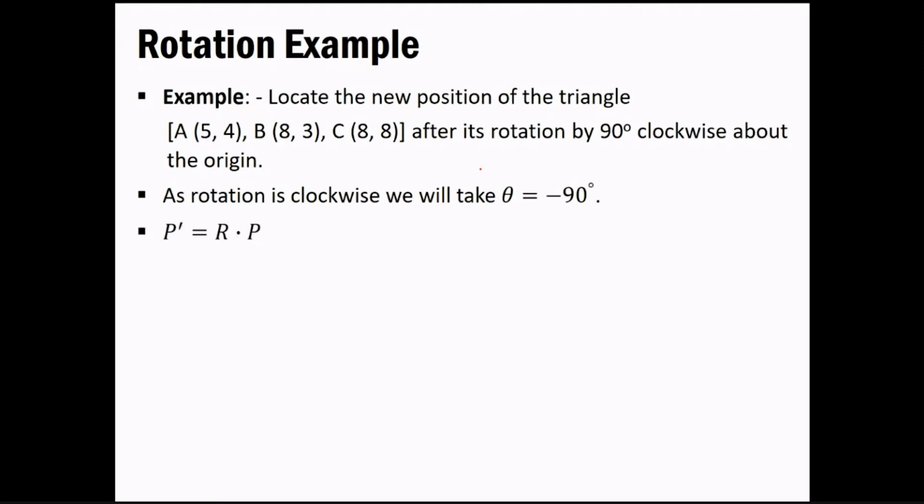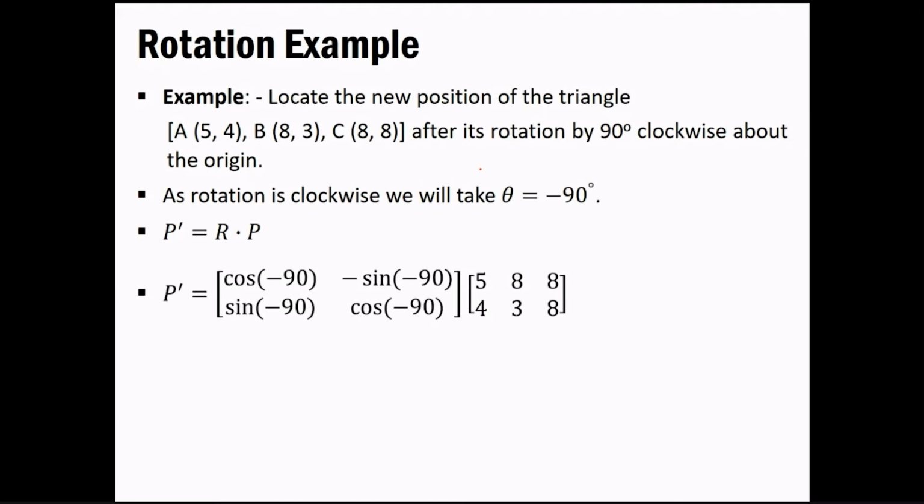And we just try to put it in our equation. The thing that we have over here is cos theta and minus sin theta, sin theta and cos theta. You just need to substitute minus 90° over here, and the remaining points that are given to us, that is (5,4), (8,3) and (8,8). These are the 3 points given to us, and we are representing them in column vector form. First of all try to simplify this thing and then multiply the whole of it with the given matrix.